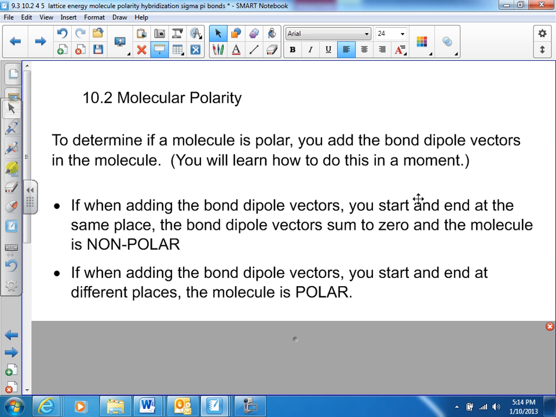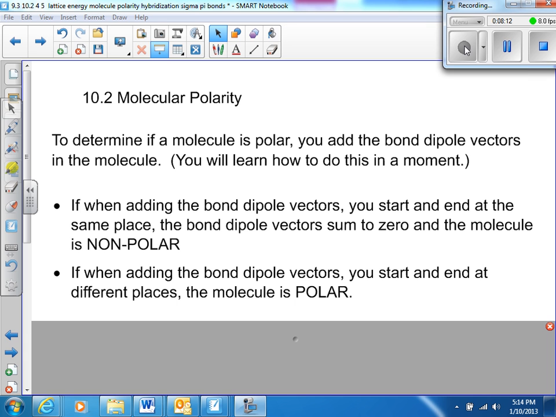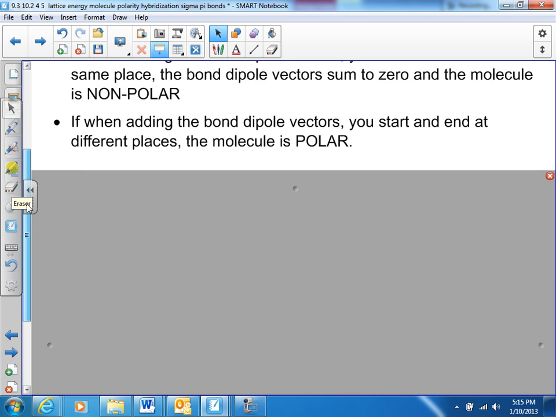Okay. Again, I'm going to teach you how to add the bond dipole vectors. Don't worry about that. But when adding those bond dipole vectors, that should say if. If, when adding the bond dipole vectors, you start and end at the same place, we would say the bond dipole vectors add up or sum to 0, and therefore the molecule is non-polar. So if the bond dipole vectors start and end at the same place when you add them, the molecule is non-polar. If the ending point and the starting point are different, we say the molecule is polar.